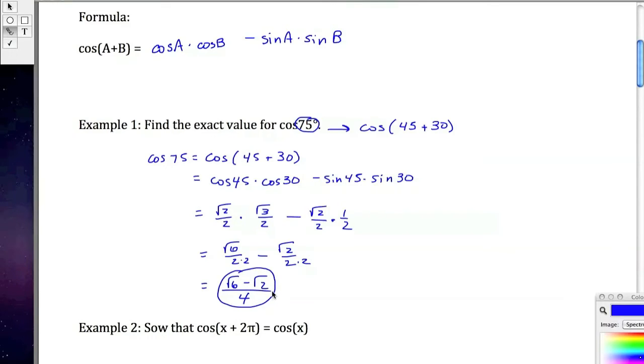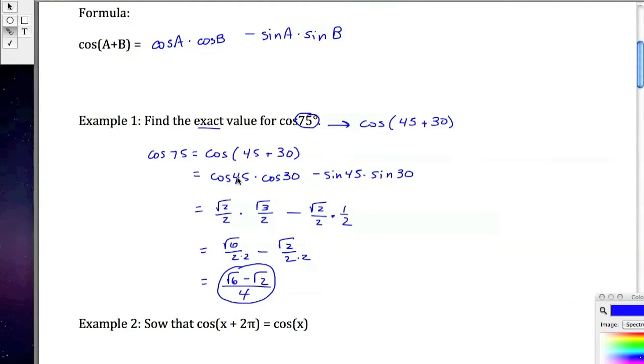I don't need a decimal value. This is more exact, because it says exact value. This is exact because I don't have to round my square root of 6, I don't have to round my square root of 2, no rounding involved. This is good. Okay? Let's look to example 2.